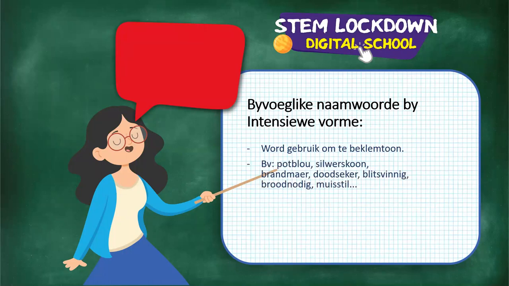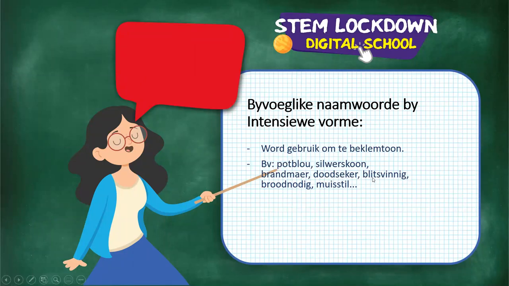Now look here. Byvoorbeeld potblou, silverskoon, brandmaar, doodseker. Let me start at potblou again. When something is very blue, we say it is potblou. When something is very clean, we say it is silverskoon. When someone is very thin, we say, "Shoo, that person is brandmaar." Doodseker, when I'm very sure of something, I say, I'm doodseker.